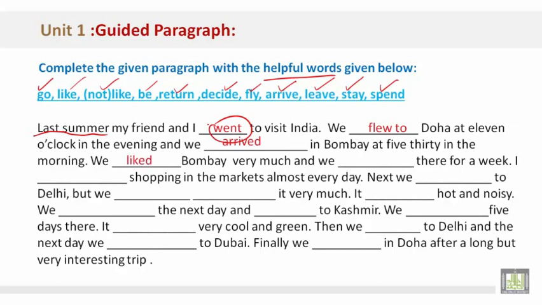We liked Bombay very much, and we stayed there for a week. I went shopping in the markets almost every day. Next, we went to Delhi, but we did not like it very much. It was hot and noisy. We left the next day and went to Kashmir. We stayed 5 days there. It was very cool and green. Then we returned to Delhi, and the next day we went to Dubai. Finally, we arrived in Doha after a long but very interesting trip.